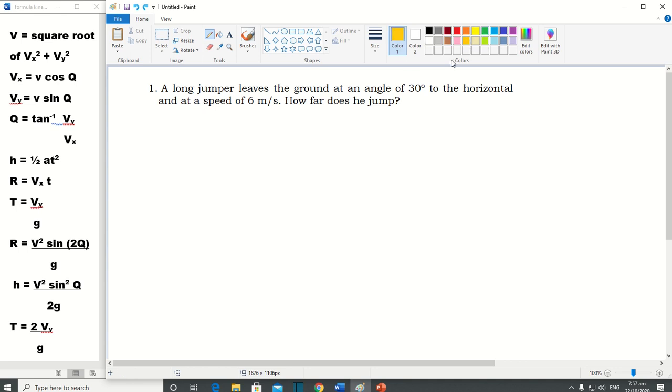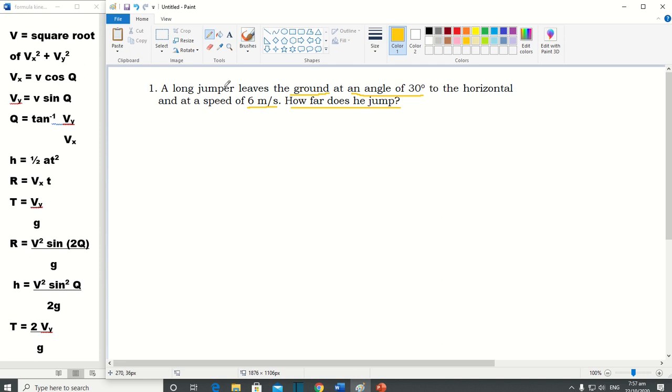So first, identify natin yung given. Meron siyang angle of 30 degrees. Jumper leaves the ground, so ground level lang, to the horizontal and at a speed of 6 meters per second. Meron tayong speed of 6 meters per second. And then yung question is, how far does he jump? So basically, hinahanap natin dito kung gaano kalayo. Bali, ang hinahanap dyan is yung range. So ngayon, lista natin yung mga given.